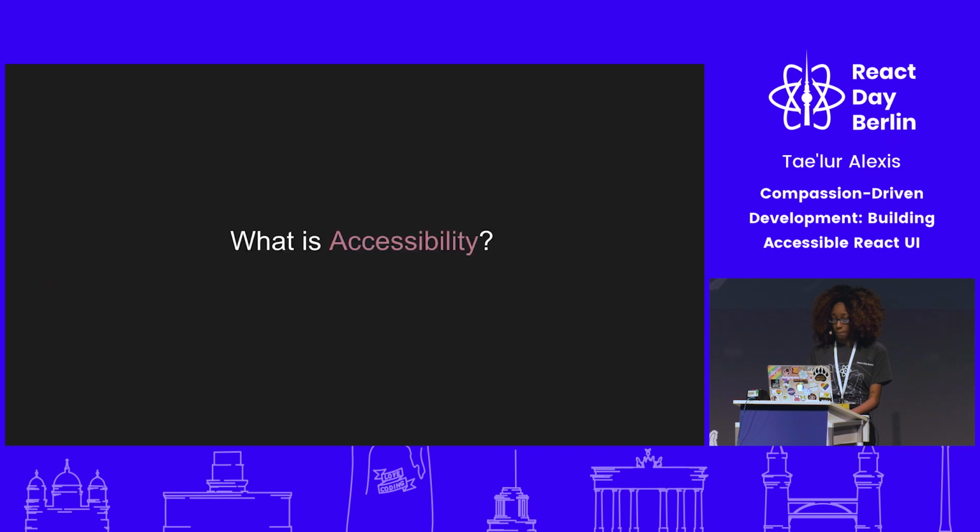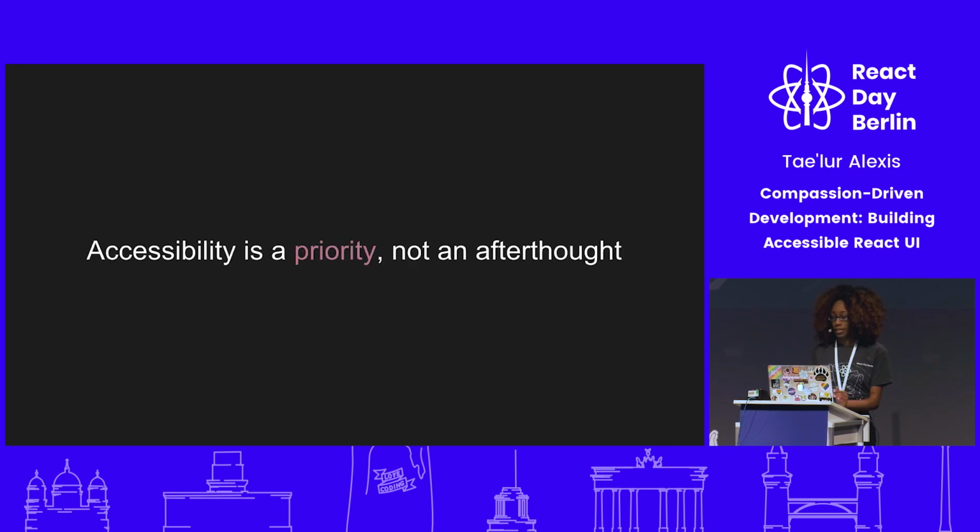All right. So what is accessibility? Accessibility is the practice of writing code that is accessible and inclusive for users with disabilities. So for those who have vision impairments, color contrast is a big issue, as well as readability, which is very important when it comes to accessibility. And so accessibility is a priority, not an afterthought.